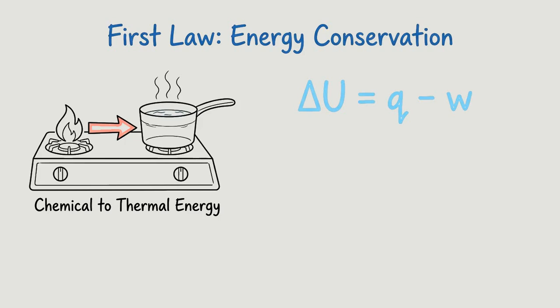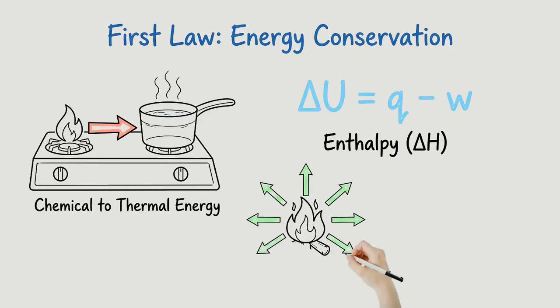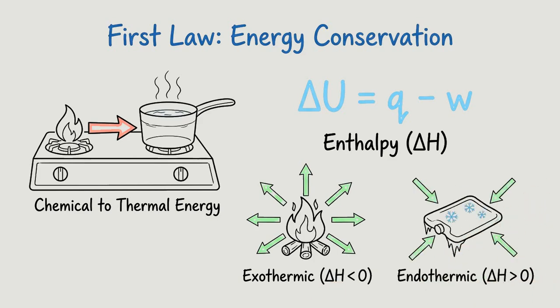Chemists often talk about enthalpy, delta H, which is the heat absorbed or released at constant pressure, like in most lab experiments. If a reaction releases heat, delta H is negative. That is exothermic, like burning fuel or using a hand warmer. If a reaction absorbs heat, delta H is positive. That's endothermic, like melting ice or an instant cold pack.